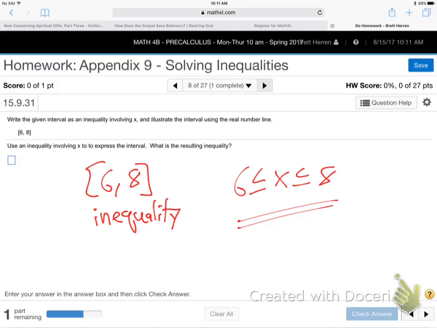Because the shading is between 6 and 8, right? This means all the numbers from 6 to 8, doesn't it? And brackets mean we have the equals bar because you can be right on the 6, right on the 8 for the brackets. Good. Stop me if you want to talk about it, if I'm going too far.